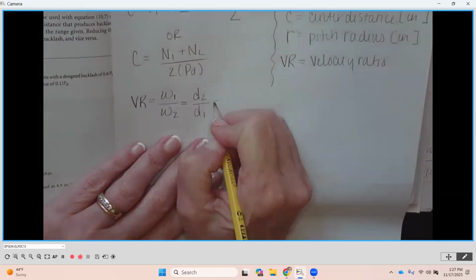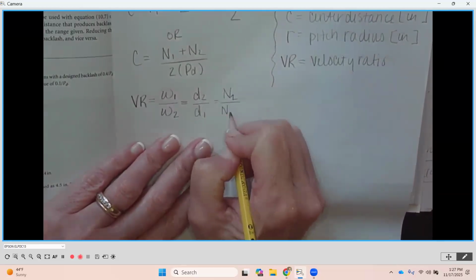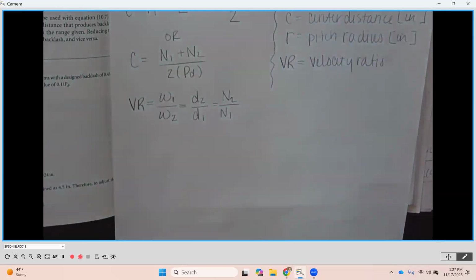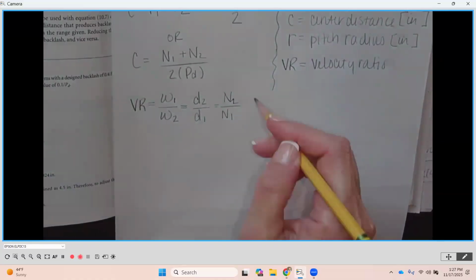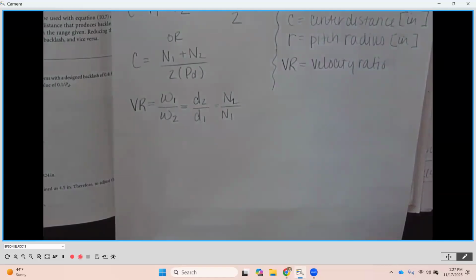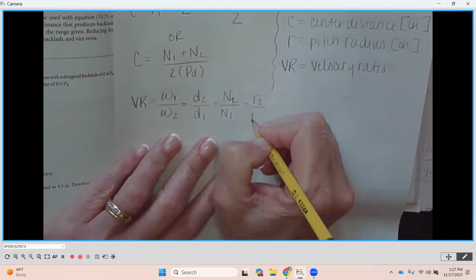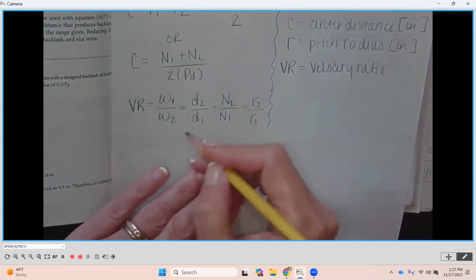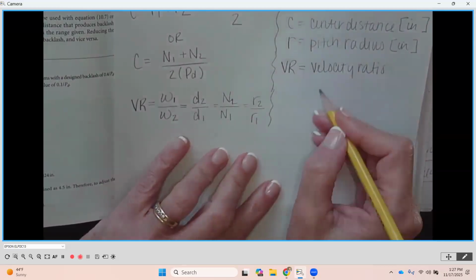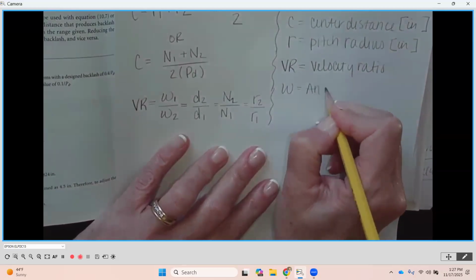We can also count the number of teeth. So we can say the number of teeth on the gear divided by the number of teeth on the pinion. Now we can't do diametral pitch because diametral pitch, the size of the teeth, is going to be the same, right? So that's not going to work for us. But if we know radiuses, that will also help us out too, which would just be half of the diameters. Okay. So the only ones here that we don't have identified over on the right-hand side yet are going to be our angular velocities.